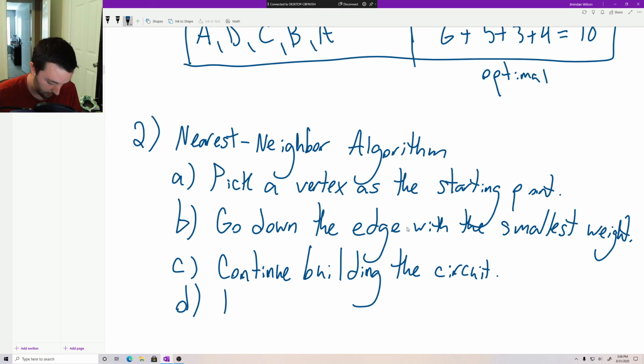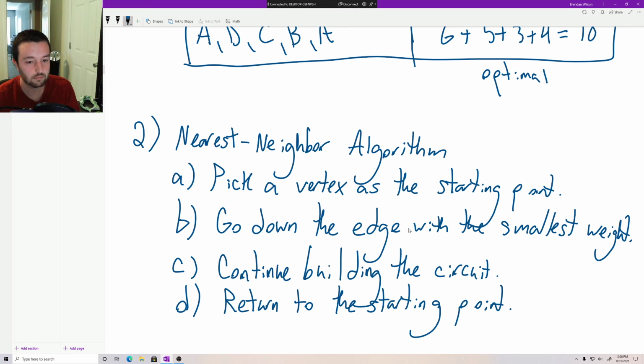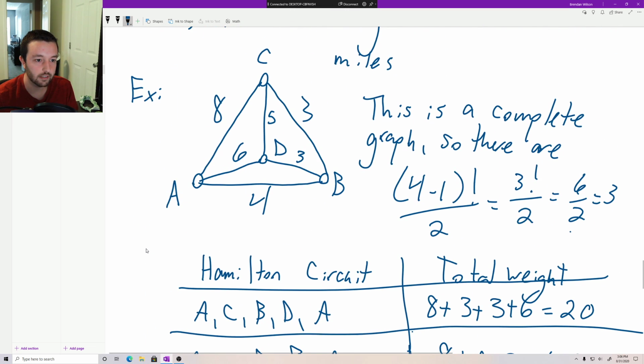And D, return to the starting point. Okay. So, I mean, it sounds easy enough. You just basically start with the one with the smallest weight and then just continue on from there, making sure you're following the rules of only hitting every vertex once and only using every edge once. So let's use this on this graph right here.